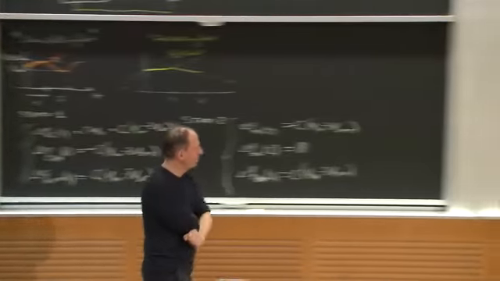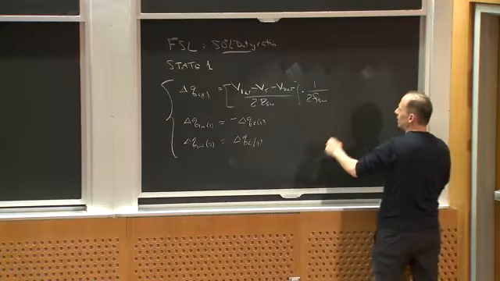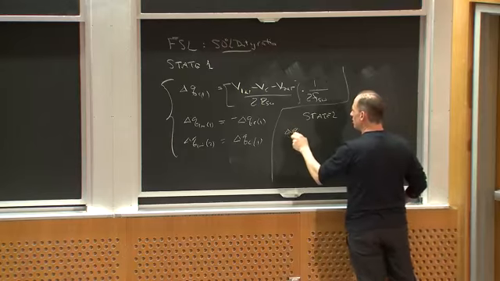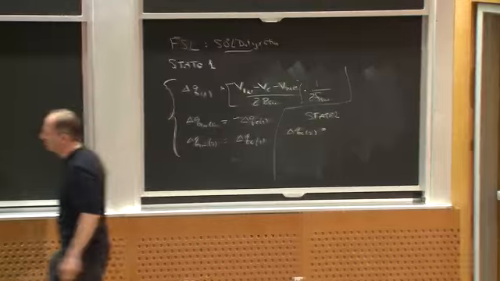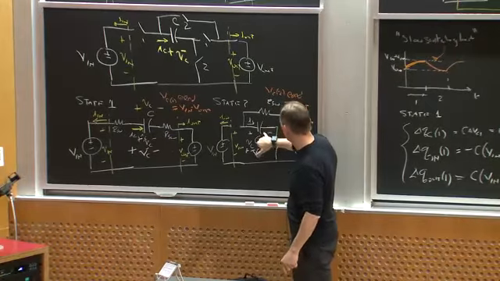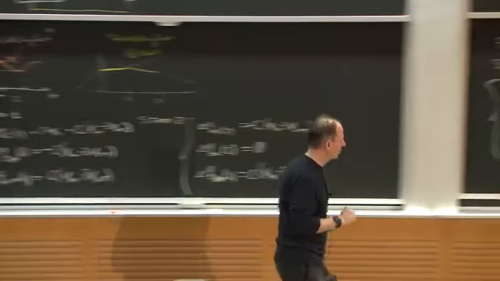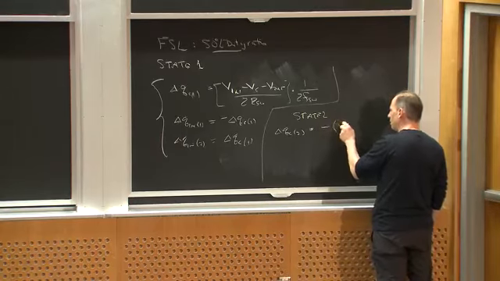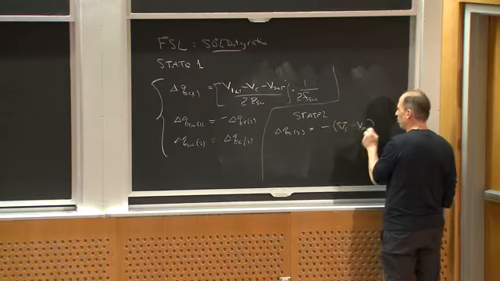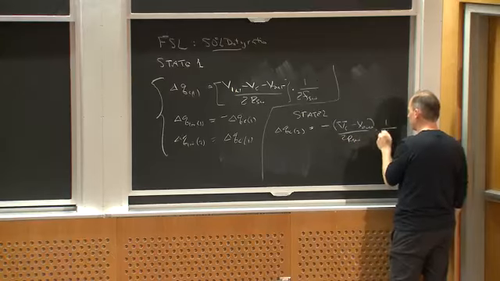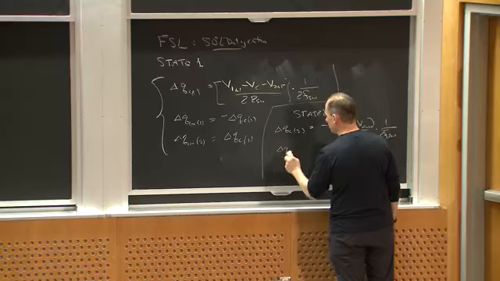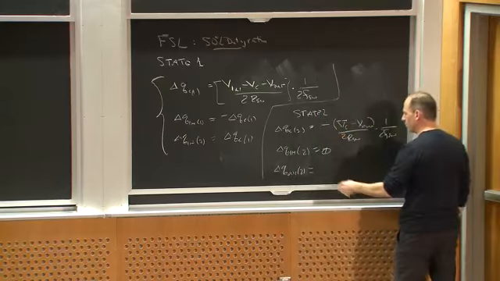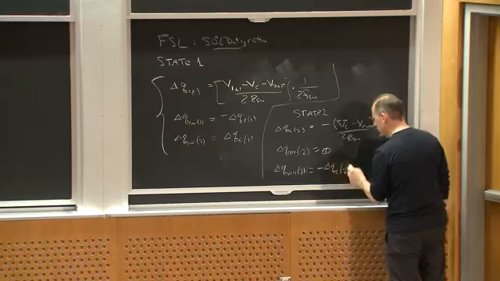If I do this for state 2, what I'm going to get is delta QC2 is simply going to be Vout minus VC over 2R switch, or V out minus VC over 2R switch is going to be minus VC minus V out over 2R switch times 1 over 2F switch, right? Delta Qin2 is going to be 0, and delta Qout2 is going to be equal to the negative of this, which is minus delta QC2. Does that make sense, everybody?